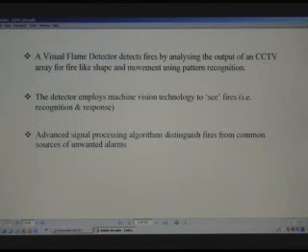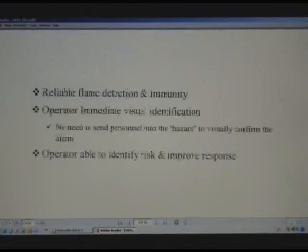From common source of unwanted alarms. Reliable flame detection, immunity, operator immediate visual identification. No need to send personnel into the hazard to visually confirm the alarm. Operator is able to identify risk and improve response.